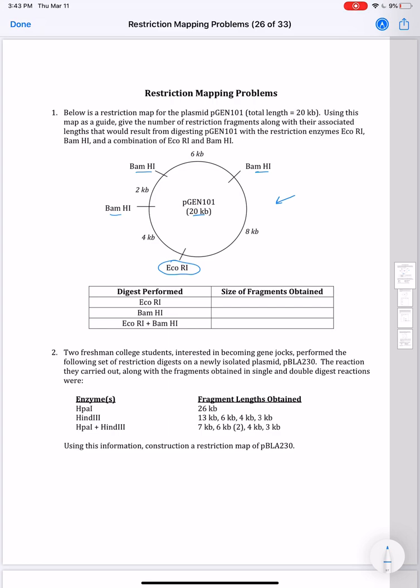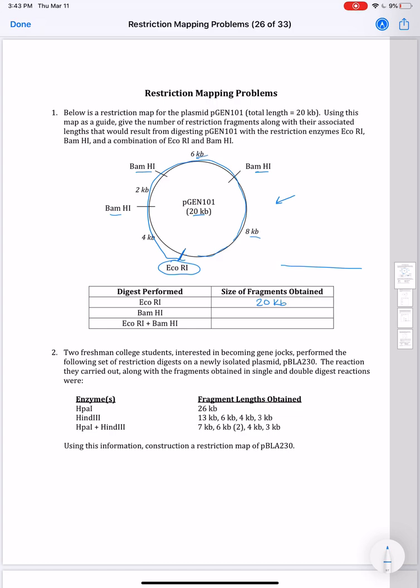EcoRI is only shown once on here. That means that whatever its sequence is was only seen once on that plasmid's DNA. BamHI, however, cuts in 3 different spots, and that means that sequence was detected 3 times. So what we want to look at here is the size of the fragment obtained. If EcoRI makes its cut, it's going to be 1 fragment. It's just basically going to stretch out and be a linear molecule of DNA, and it's going to be the full length, so it's going to be 20 kilobases, okay?